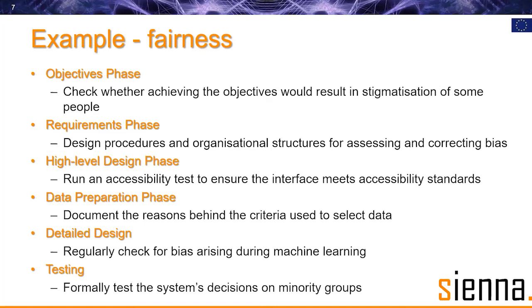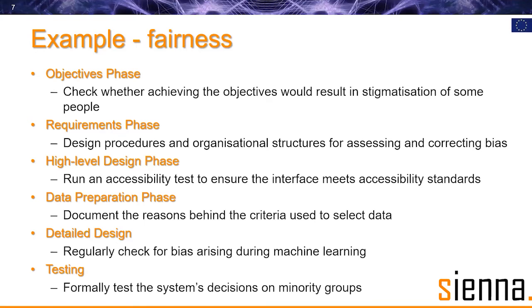This is simply a sample of tracing different ways in which fairness is embodied in particular tasks. So, for example, when you're designing your system, the first question to ask regarding fairness is whether, if it does what it is you want it to do, is that going to result in stigmatization of particular groups, particular subsets of society and so on?